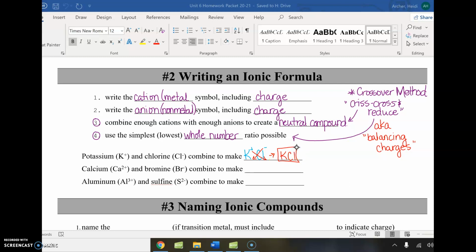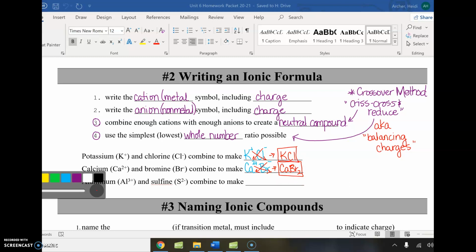Next, if I have calcium, which is a 2+, and bromine, which is a 1-, when I crisscross that, that's going to give me 1 calcium and 2 bromine.